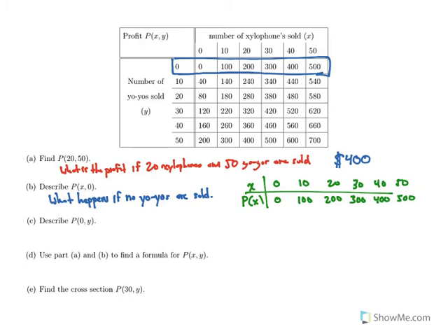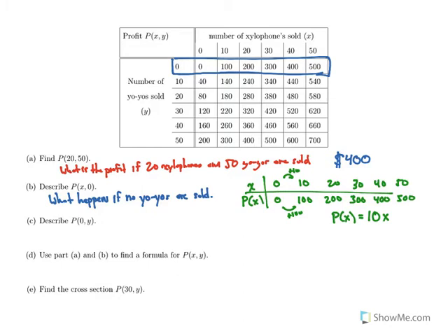And with that, we can even find an algebraic formula for that cross section. In this case, we know that if we go up 10 units, every 10 xylophones we sell, we are going to make a profit of $100. And that is the same all the way through. This is a very simple function that is linear. But now we know that we can write P of x as 10x.